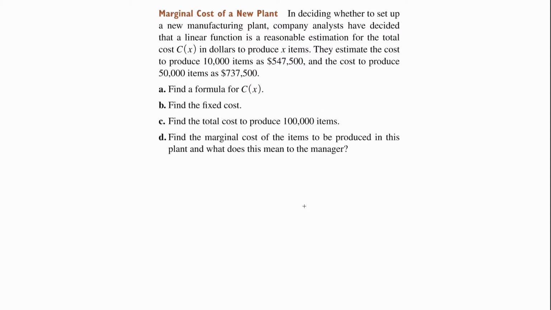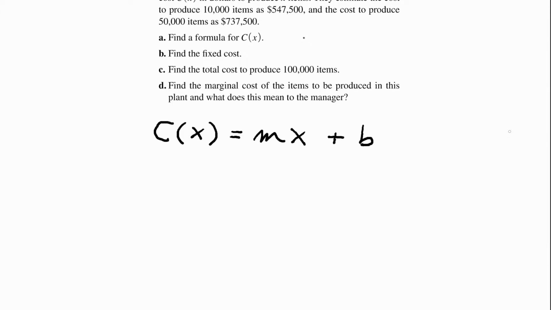The assumption is that we are going to find a linear function, so let's write down what that means. That means that our cost function is going to be some slope times x plus some constant. So we have to use the information given here to find these quantities. First thing we'll find is the slope. To do that, we see that the slope is going to be equal to the following.